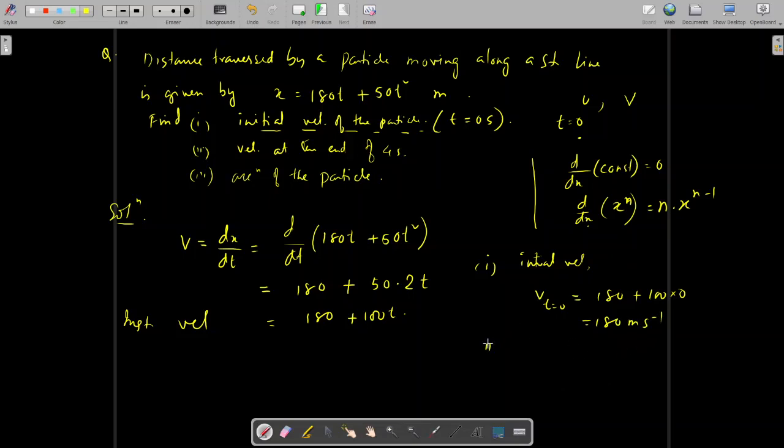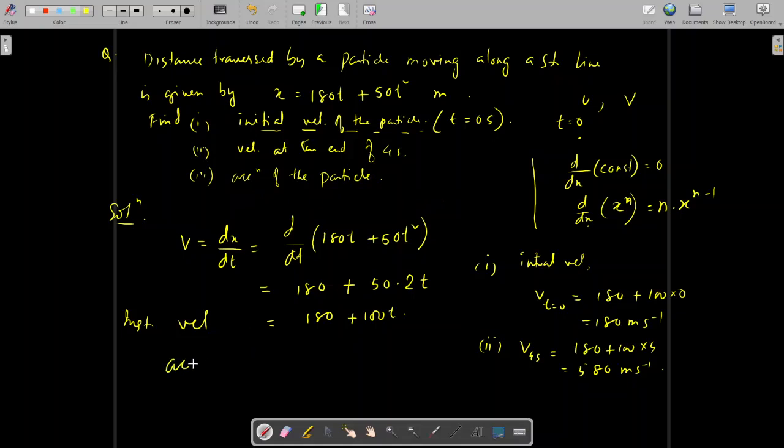Now number 2, the velocity at the end of 4 seconds. You can find it out. Velocity at 4 seconds will be 180 plus 100 into 4, that is 580 meter per second. Now they have asked you to find the acceleration of the particle, but they haven't given you any time at which instant. Just find the answer.